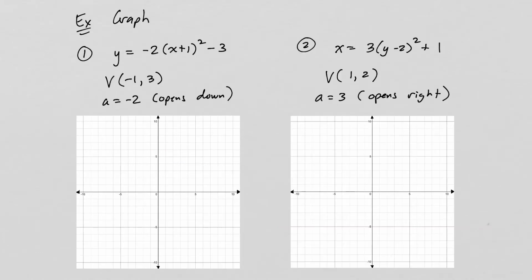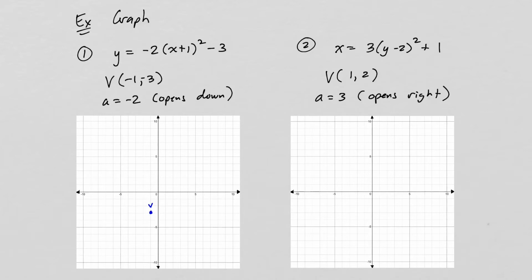So our first example here, we're going to graph the parabola having the equation y equals negative 2 times (x plus 1) quantity squared minus 3. This is going to be a parabola that opens down because a is negative 2. And its vertex is going to occur at x equals negative 1 and y equals negative 3. Now, to graph this, we're going to first go to the vertex. So (negative 1, negative 3) is right here. That's our vertex. And it's going to open down from there.